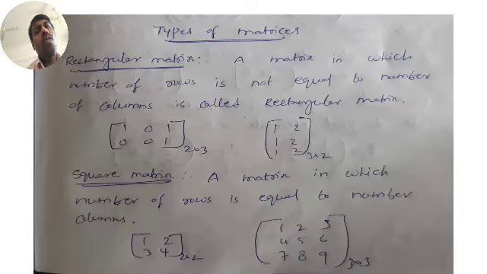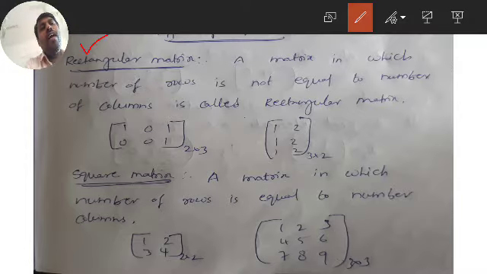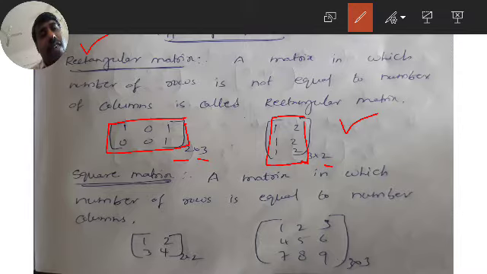Now, types of matrices. Rectangular matrix, very easy. I am going very fast also. Rectangular matrix: a matrix in which the number of rows is not equal to the number of columns is called a rectangular matrix. 2 rows, 3 columns, 3 rows, 2 columns. If the number of rows and columns are not equal, then the shape of the matrix is in the form of a rectangle. That's why it is called a rectangular matrix.